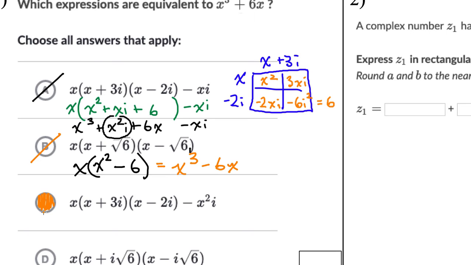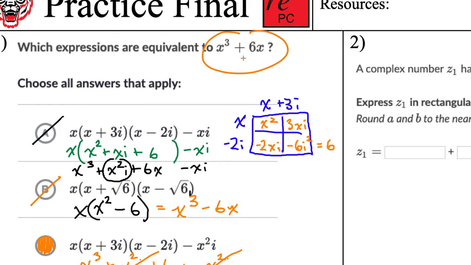How am I cheating? Let's talk about why. The only difference between A and C is this x squared i versus the xi. Everything else is the same between A and C, which means if I'm rewriting this line, I'm basically copying and pasting this. This is now x cubed plus x squared i plus 6x, and then I have to subtract an x squared i. If I have an x squared i and I subtract an x squared i, those two terms cancel out, and I'm left with just x cubed plus 6x. That is an equivalent form.